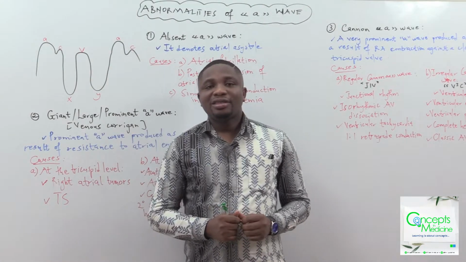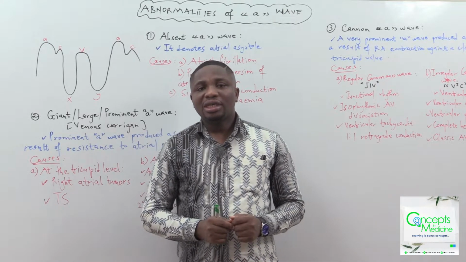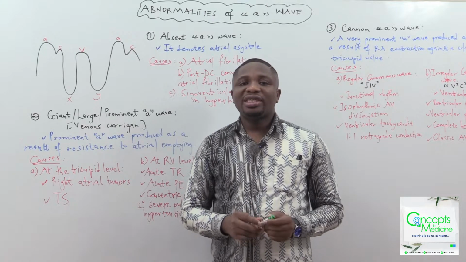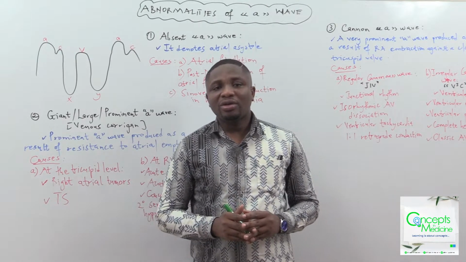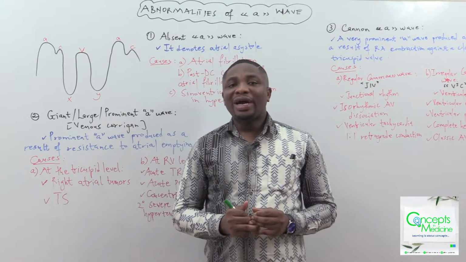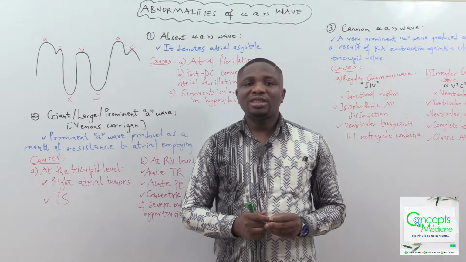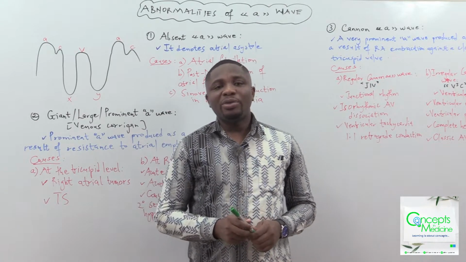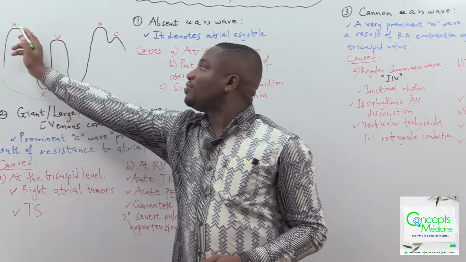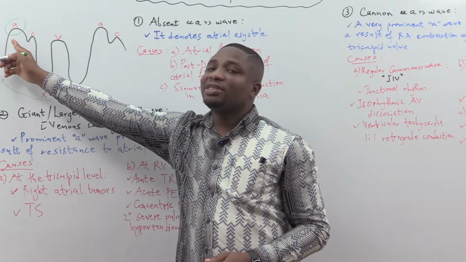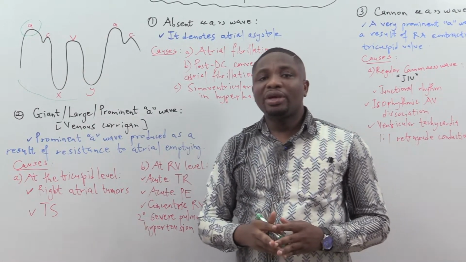We'll start by reviewing the A wave in our previous series. That is the JVP waveform. We said that the A wave denotes active atrial contraction. Anytime the right atrium is actively contracting, it produces a positive deflection, which is recorded as the A wave. So if you look at the JVP waveform as illustrated here, the A wave is what you are seeing here. It's a positive deflection. Let's move on and talk about the abnormalities of the A wave.